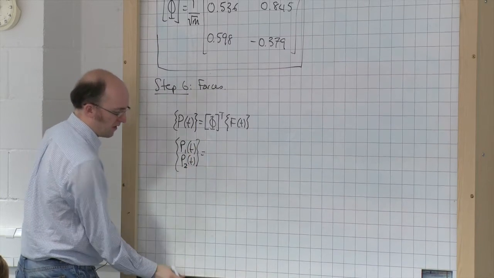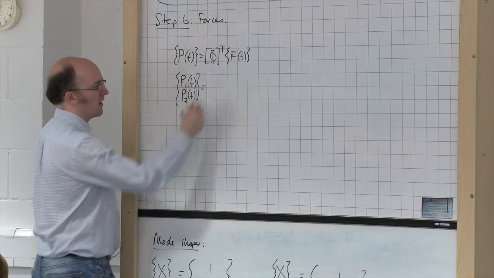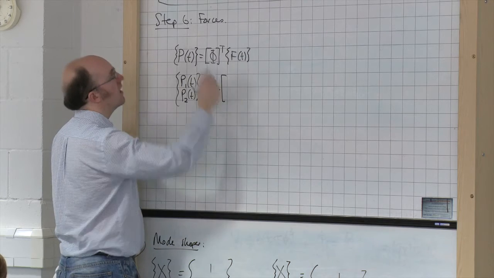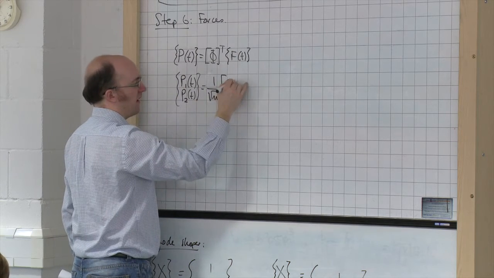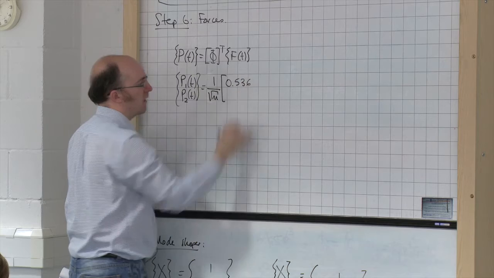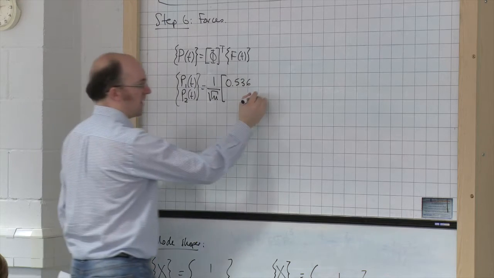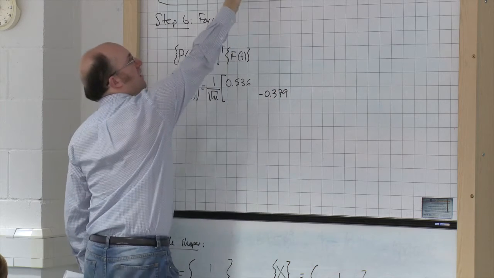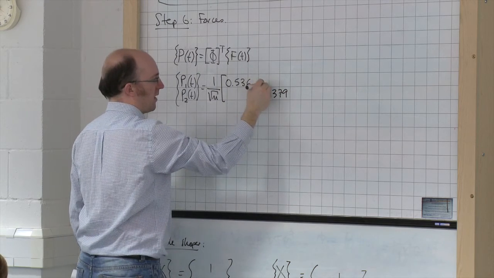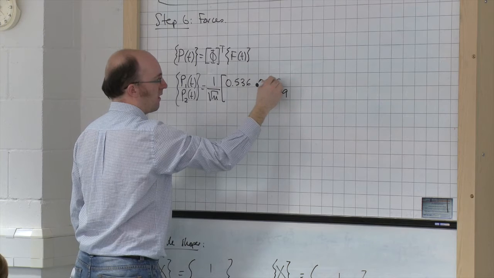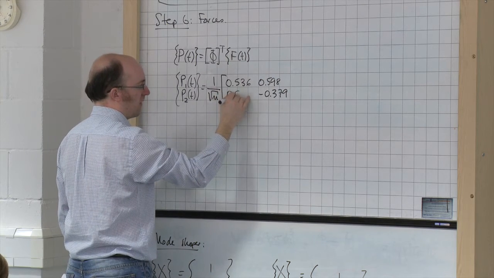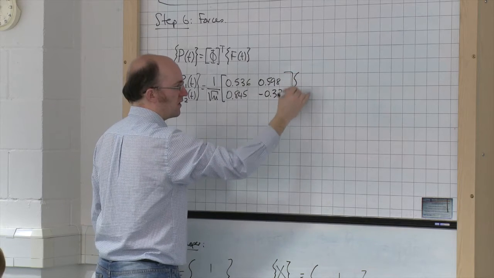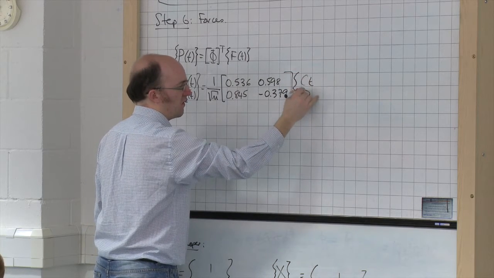Also forget the root m term. 1 over the square root of m. We apply this matrix, 0.536, and then obviously this term is going to be minus 0.379. Transpose, those two terms swap round. 0.598 and 0.845. F1 was CT, F2 was 0.